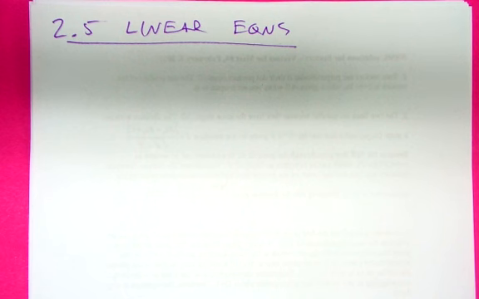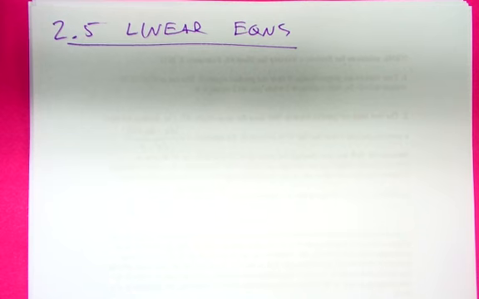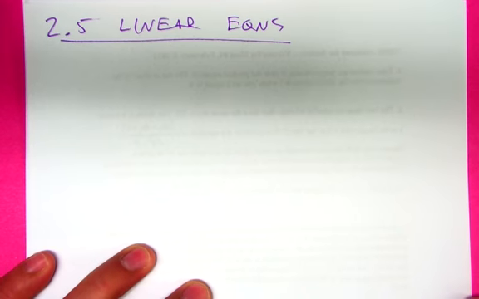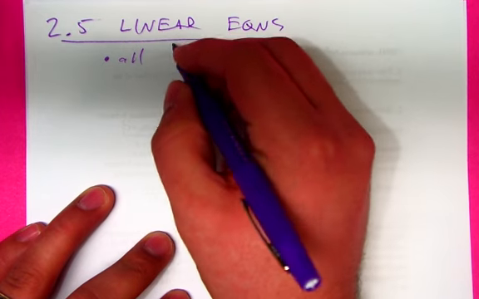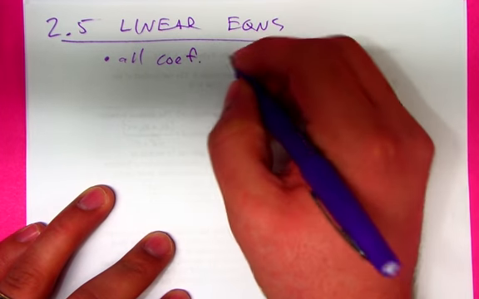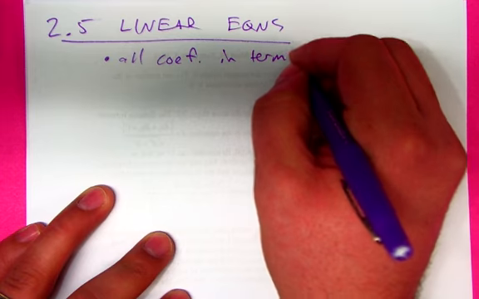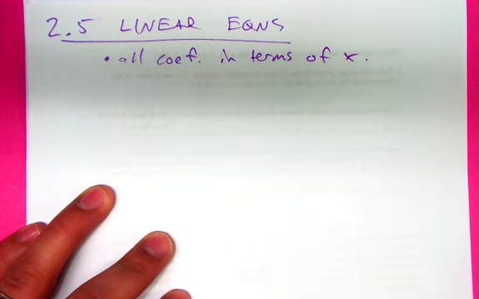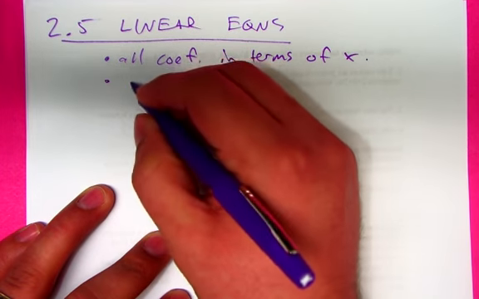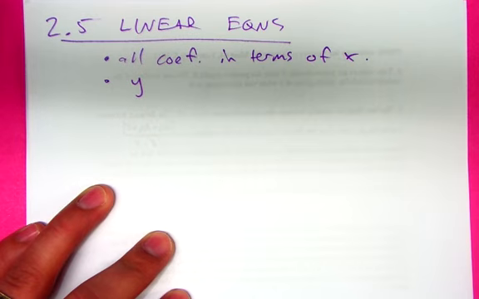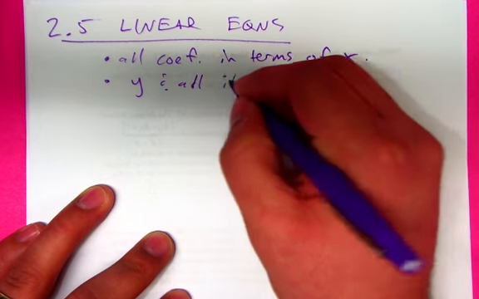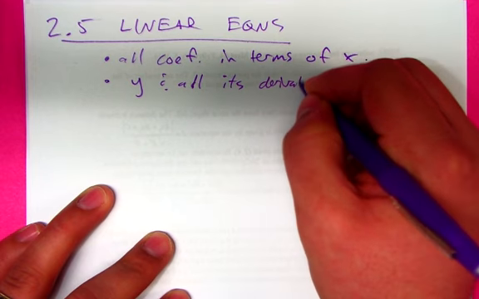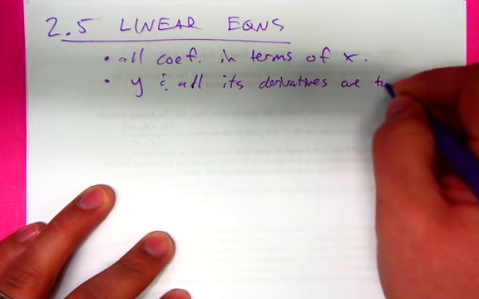Okay, so the next section we're going to do is about linear differential equations. If you forgot what linear meant, that means that all coefficients are in terms of x. And then also we have the requirement that y, which we're considering the dependent variable, and all its derivatives are to the first power.